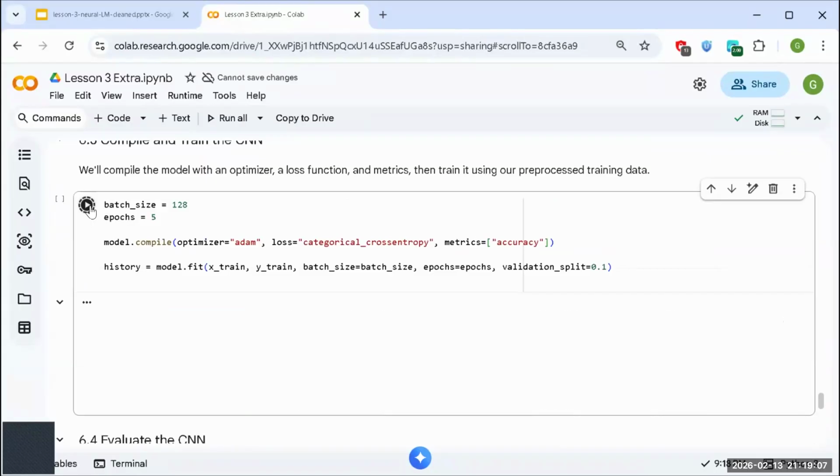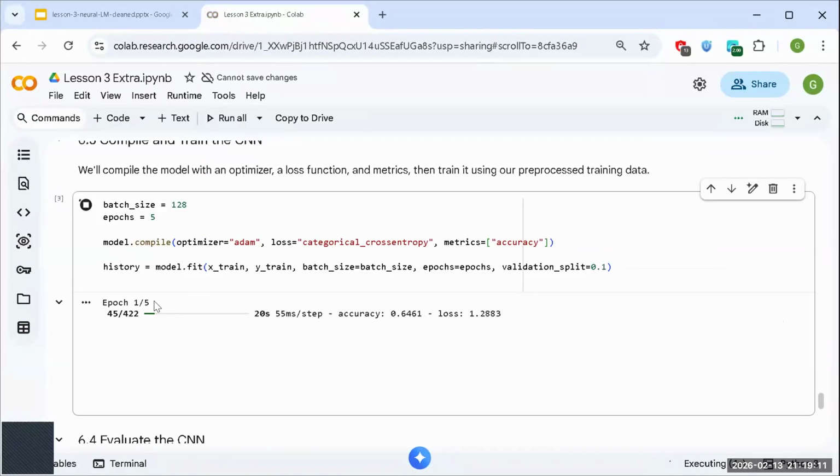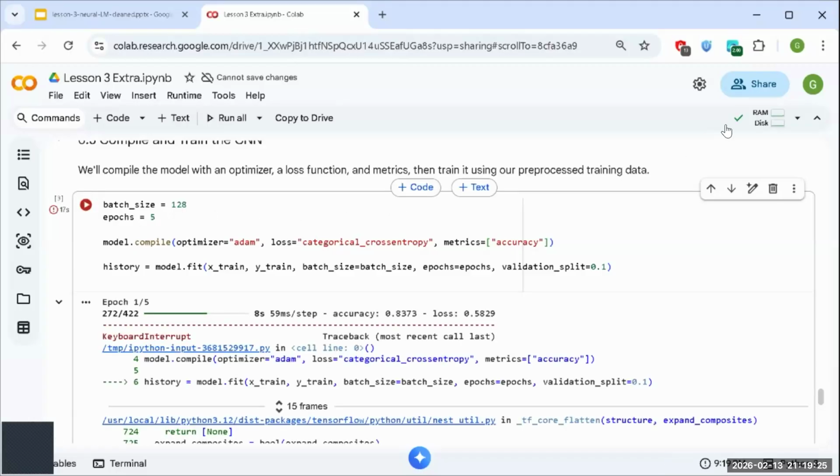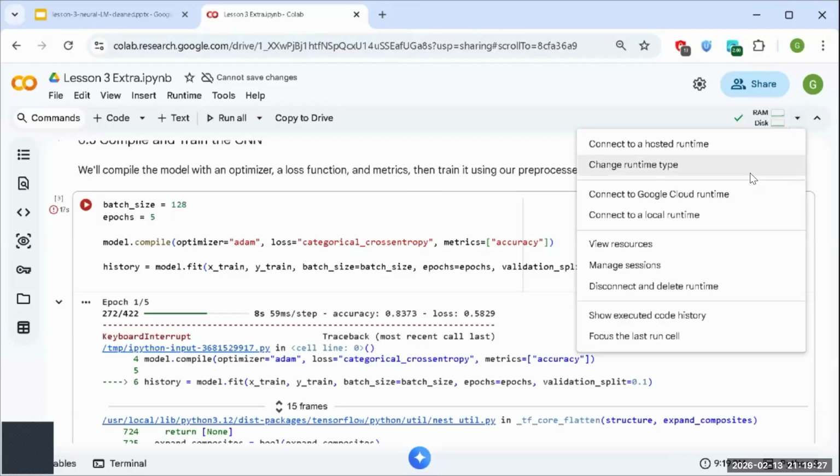Okay, so I'm going to run this, and then in neural network training, you will see this thing called epochs, 1 to 5. So it's taking quite long. It'll take about 18 seconds to train one epoch. So there are 5 epochs to train, but it's taking too long. So this is a good example where I'll change it to the GPU instead.